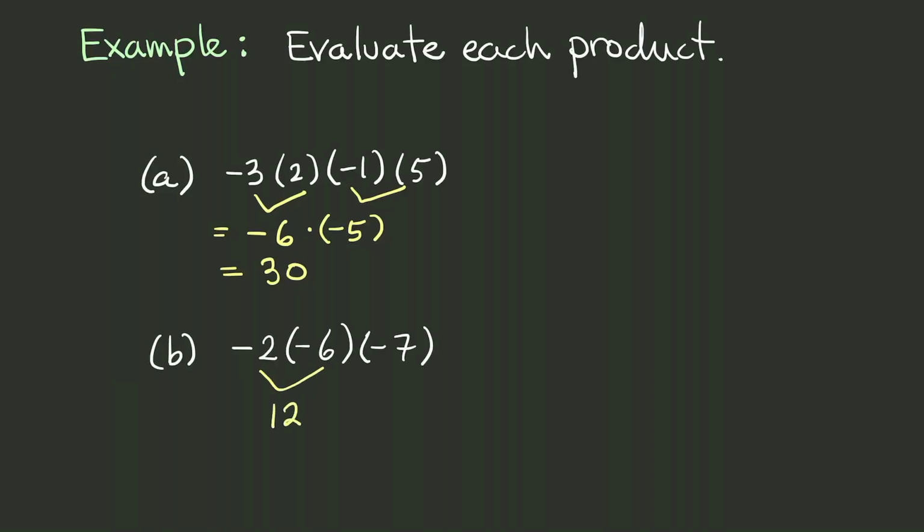Now we have 12 times negative 7. We're just bringing that second number down. And now we have 12 times negative 7. That's a negative times a positive, and so this is going to give us a negative number. And 12 times 7 is 84.